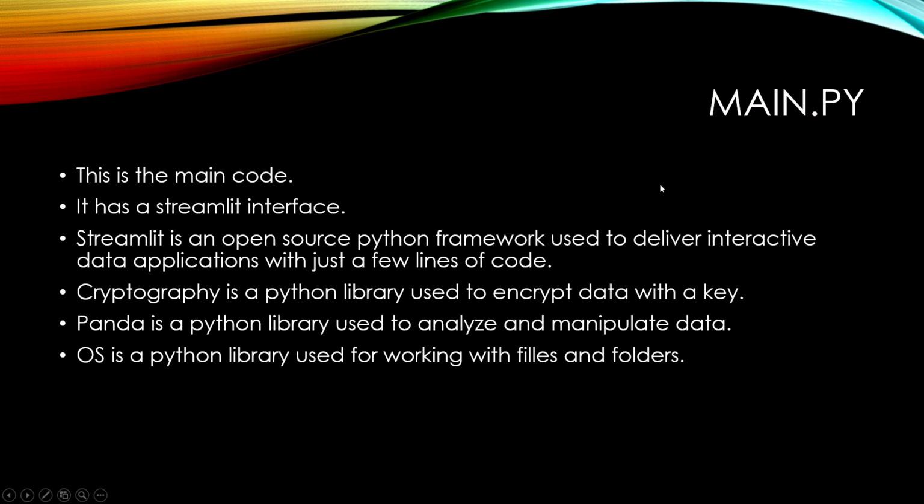So first we have main.py. This is the main code and it has a Streamlit interface. Streamlit is actually an open source Python framework used to deliver interactive data applications with just a few lines of code, and it's a really useful user interface creating tool. We also use the cryptography, pandas, and OS libraries. Cryptography is a Python library used to encrypt data with a key. Pandas is a Python library used to analyze and manipulate data.